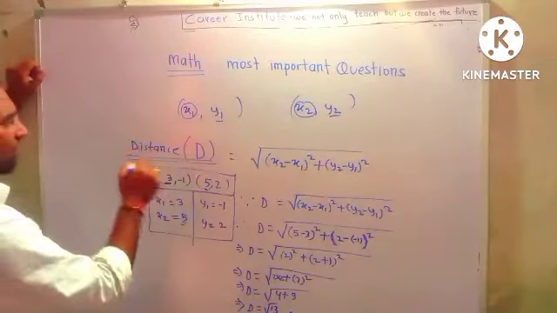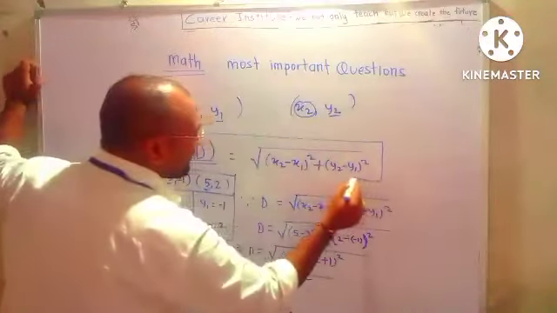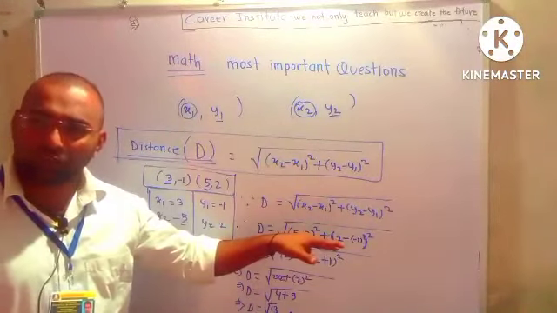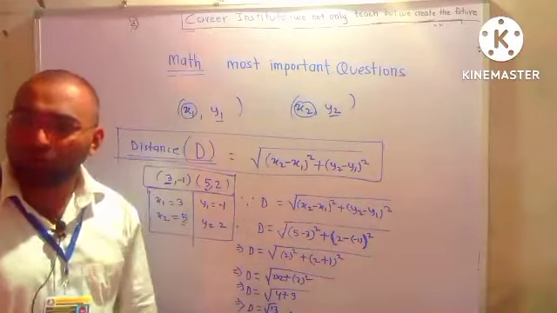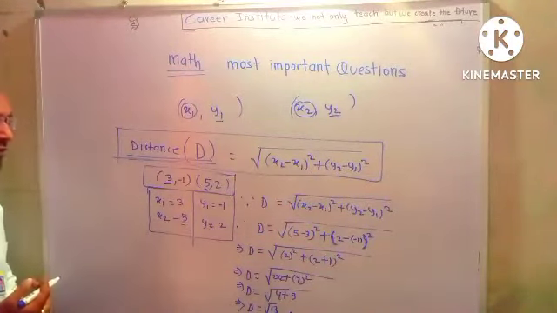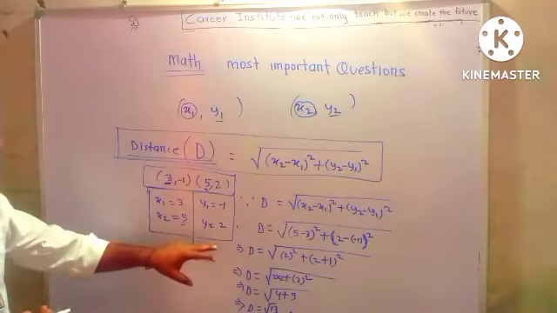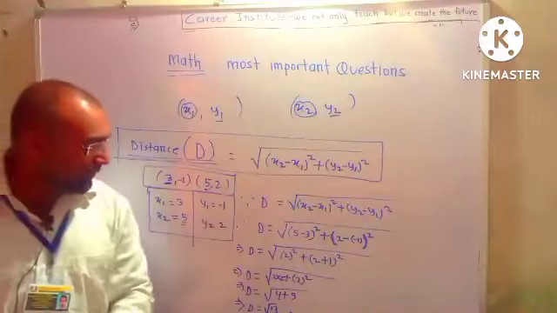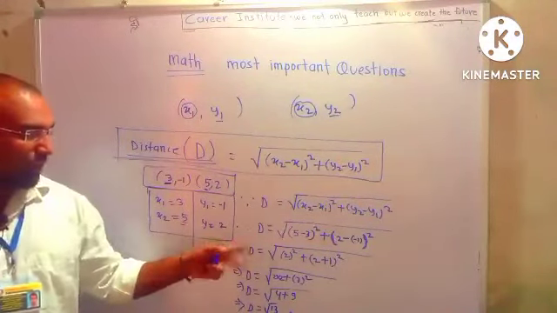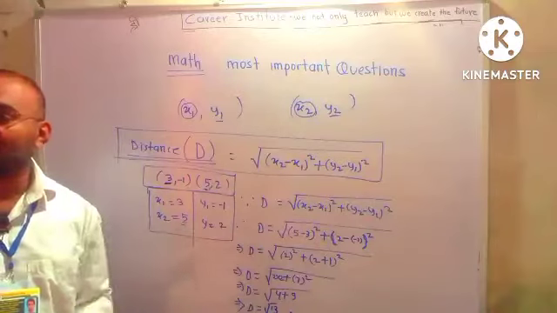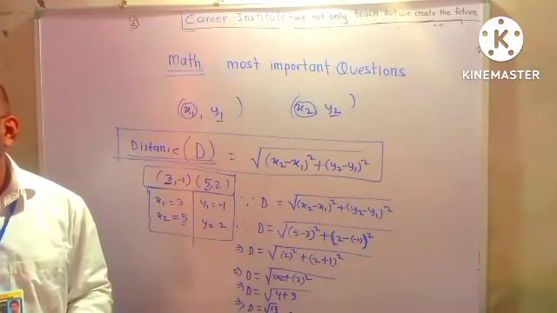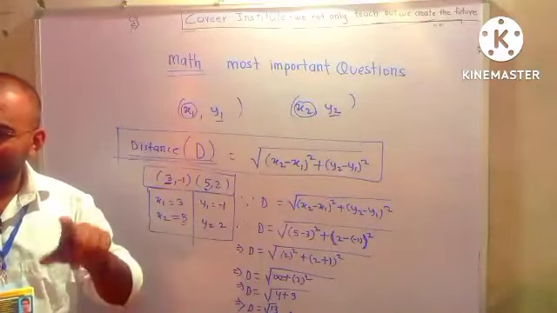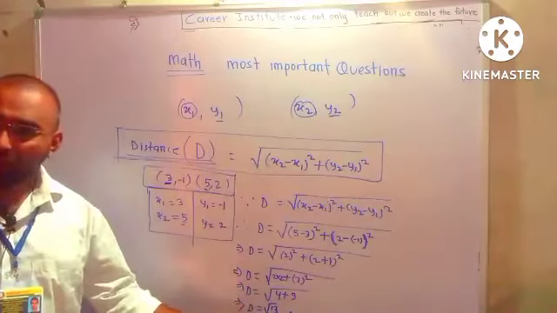Is the formula clear now? Distance is equal to root of x2 minus x1 whole square plus y2 minus y1 whole square. Then find out the values of x1, x2, y1, y2 like this. Then write down the distance formula, and then the next step is to substitute the value, which means putting in the values. Put the values of x1, x2, y1, y2, then solve by plus, minus, multiply, and you will get your final answer. Is the method clear?